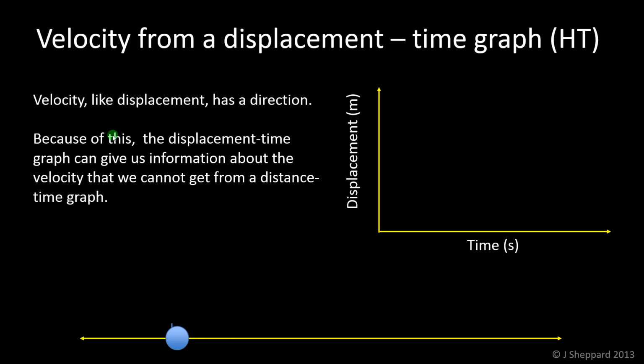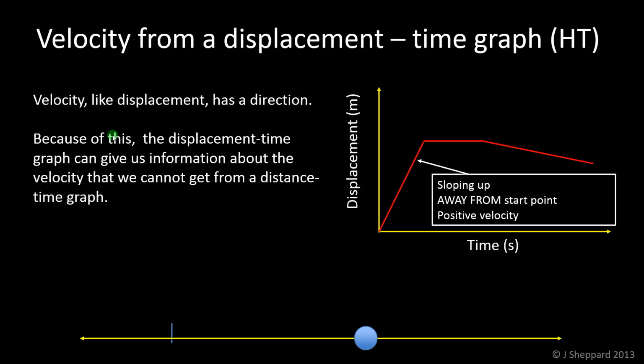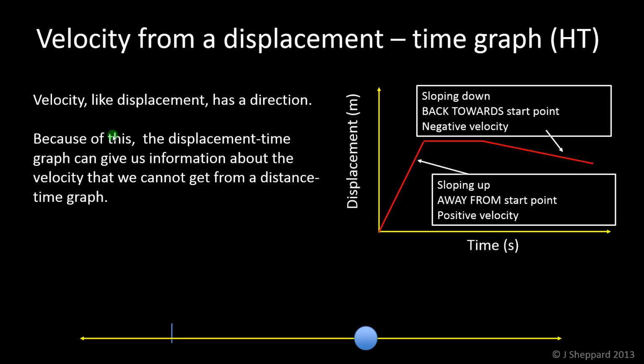So, again, we'll look at our standard journey, the same thing we did before. Replot the graph just to remind you. So fast away from our starting point, level, and then back towards it. And again, sloping up means away from the start point, so that's positive velocity. Remember we said that the original direction you go in, we usually say is the positive direction. So as we're moving away from our starting point, we have positive velocity. And then in the last section, as we're moving back towards the starting point, we have negative velocity.